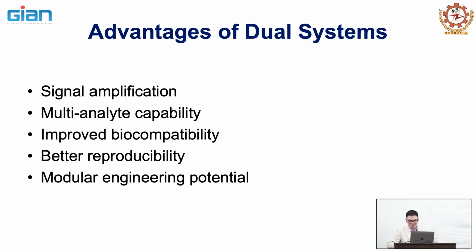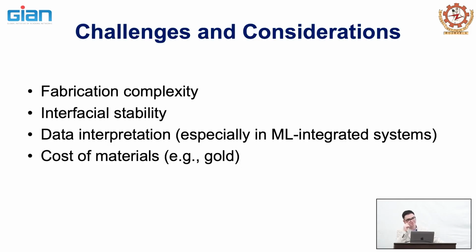Okay, let's have a look at the challenges and considerations. Challenges can be how do you combine them together. So fabrication can be a challenge, it can be complex. Interfacial stability: what happens when you bring two systems together? Are they stable at the interface? How do they react? And then data interpretation: sometimes using machine learning integrated systems, data interpretation becomes hard.